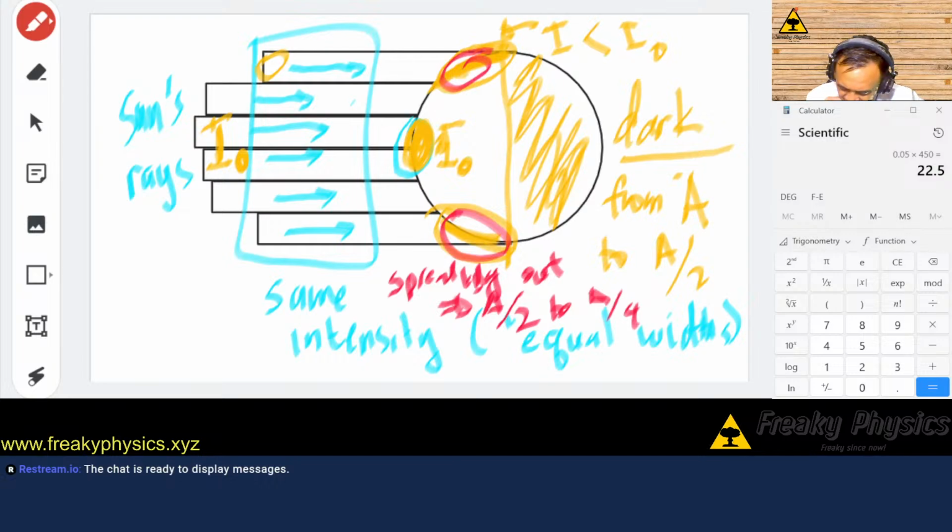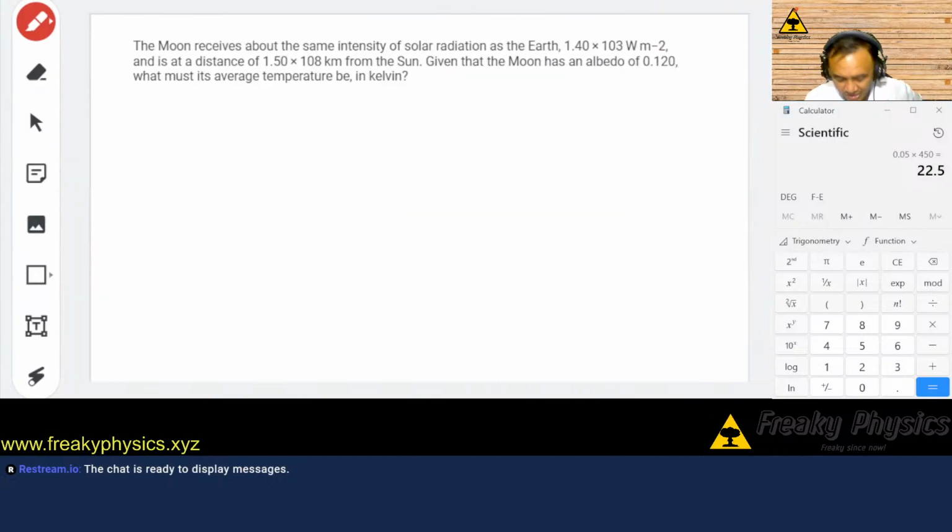I was trying to explain this in a more visual manner, and I think this is the best one I can come up with at the moment. All right. So let's go now to your question here, which is about the moon receiving the same intensity of solar radiation as the Earth. Now, before we go there, there's a value in the data booklet. It's called the solar constant. Let me just open that up so I can get to that.